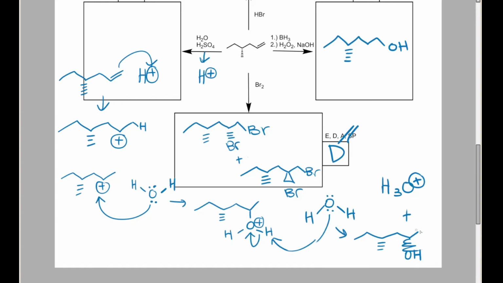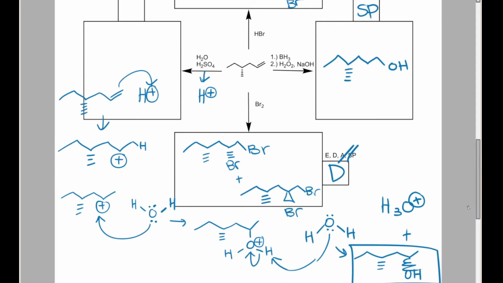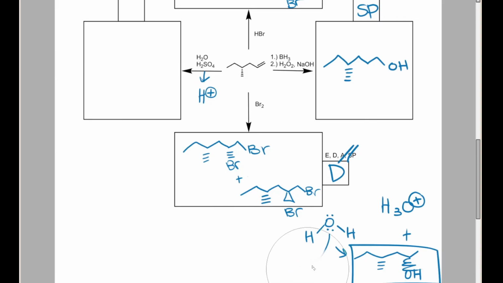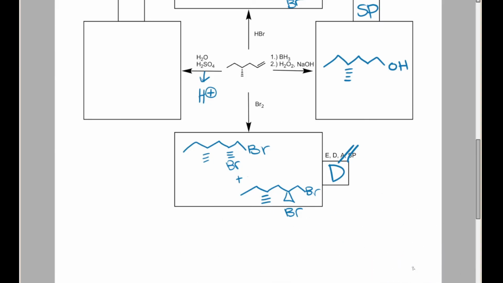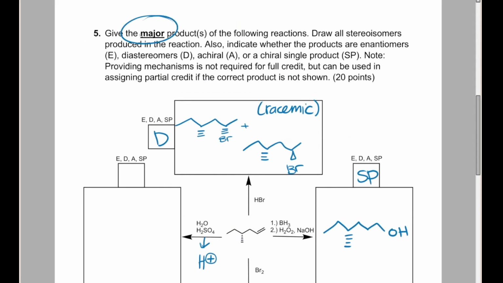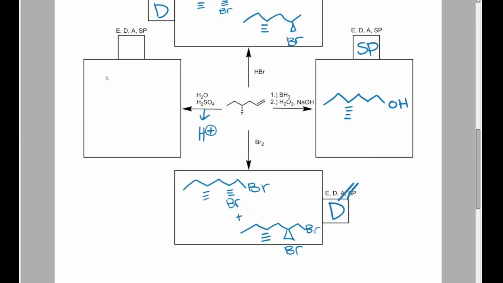So this would be our product, but as we know, this problem wants us to draw all products and not just the hybrid, which is represented by this sort of zigzag line. So we're going to draw both of them, and remember it's racemic because there's nothing hindering the water molecule from grabbing onto the carbocation. There's nothing that's selectively choosing one side over the other, so it's going to be a 50-50 mix of both products. So they're both going to be major products, which is what this question is asking us for. So I'm going to go ahead and draw that.